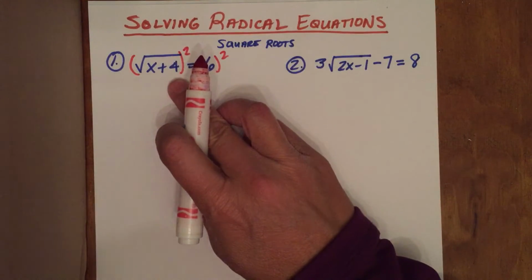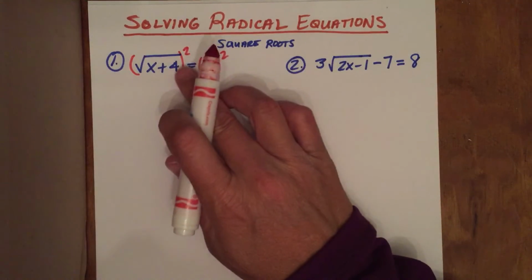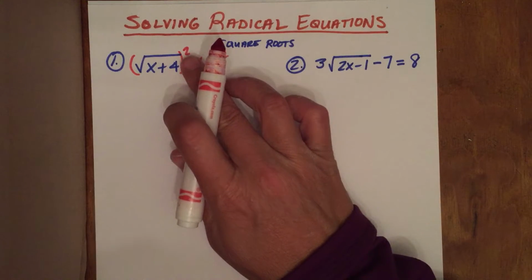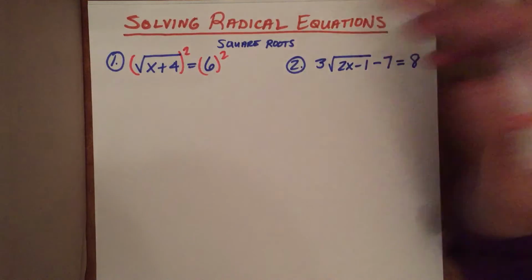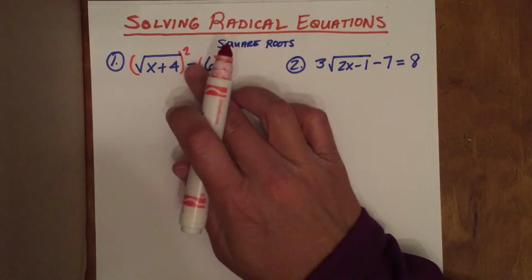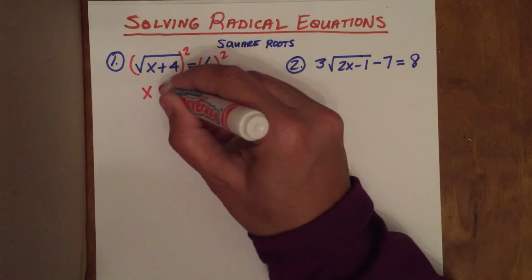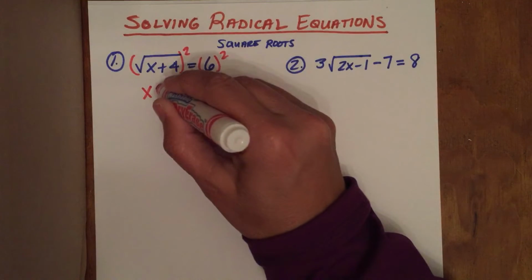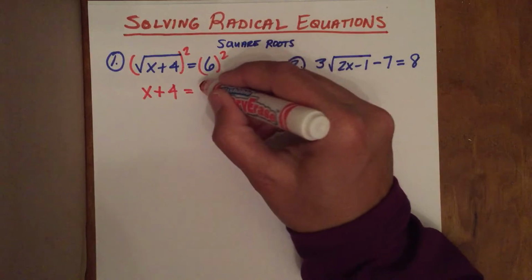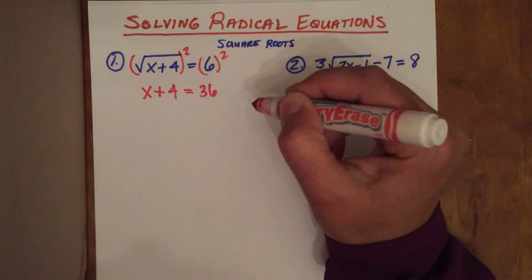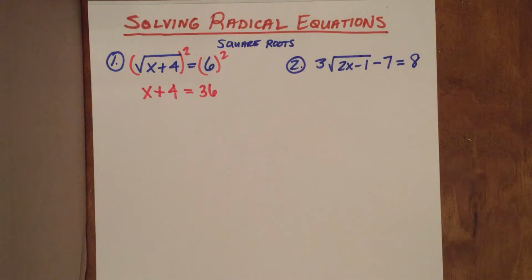I have a square root, or a radical, and in order to negate that, I have to do the opposite operation, which is the inverse operation, which is squaring it. So the square root of x plus 4, squared, just gives me x plus 4, and 6 squared gives me 36. So that's my first step.